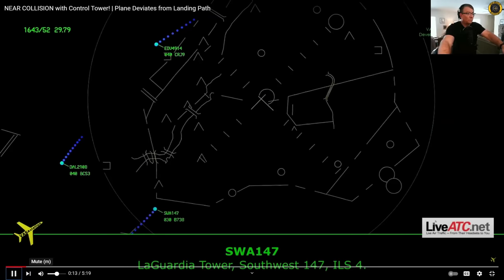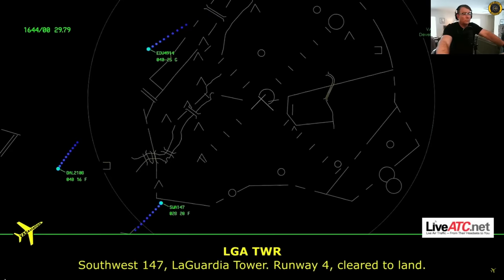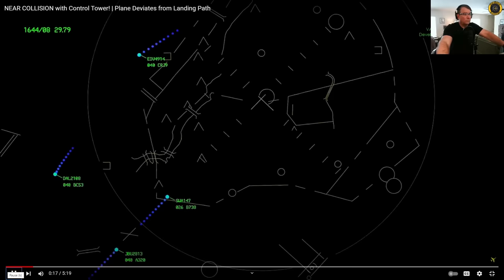LaGuardia Tower, Southwest 147, ILS 4. Southwest 147, LaGuardia Tower, runway 4, clear to land. 4, clear to land, Southwest 147.